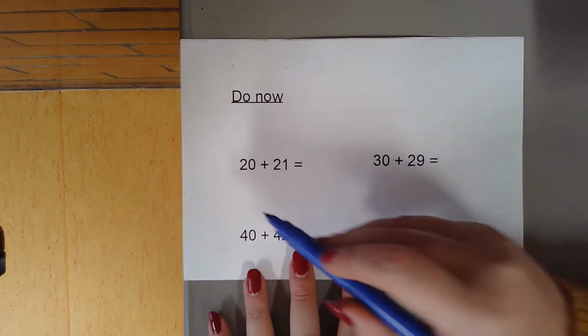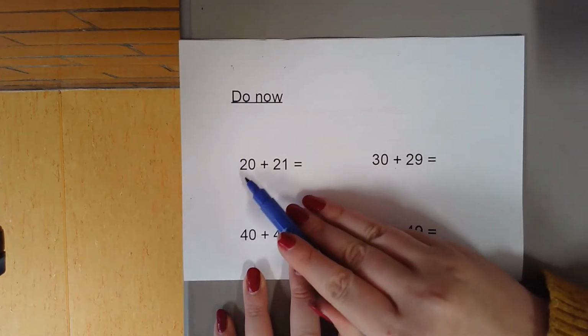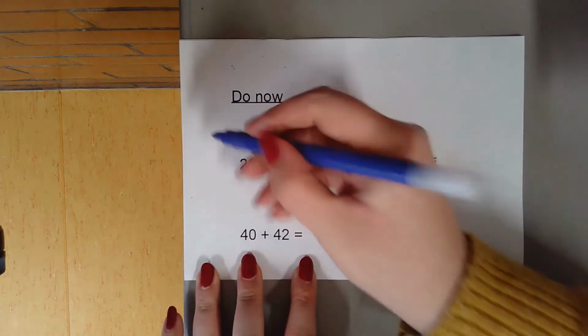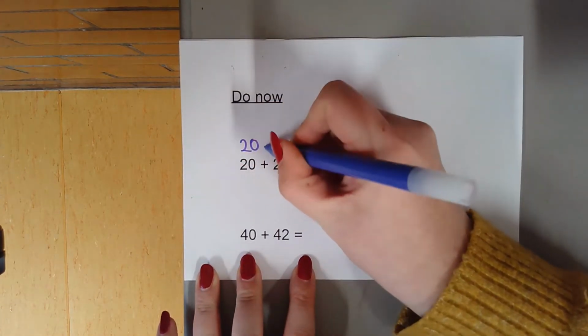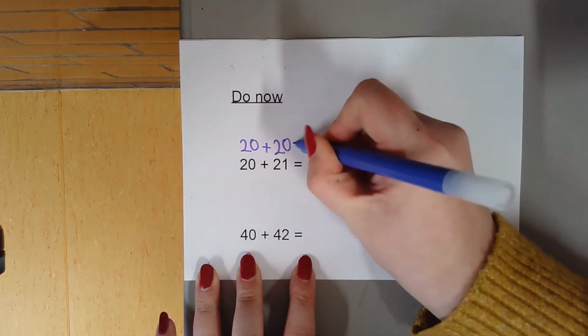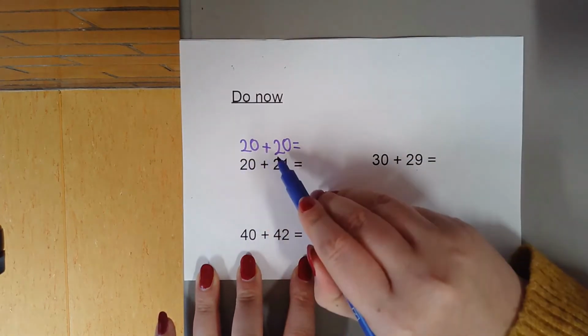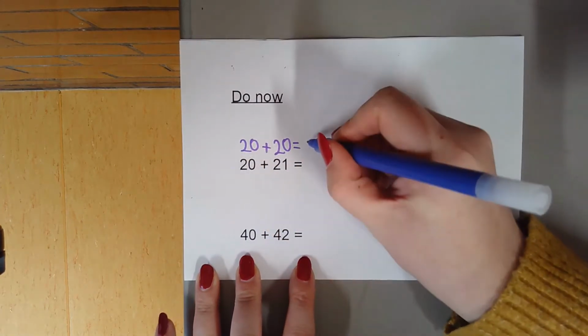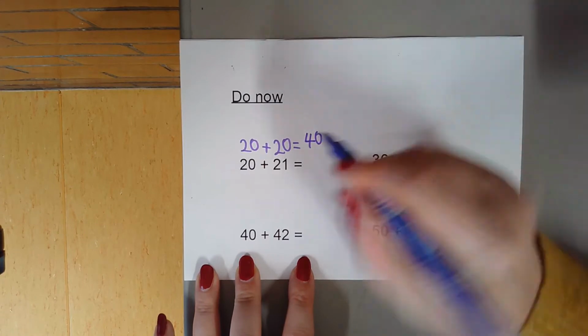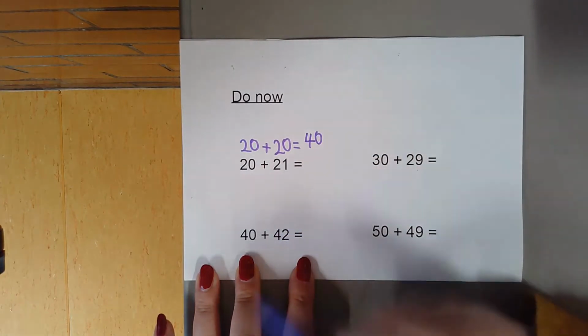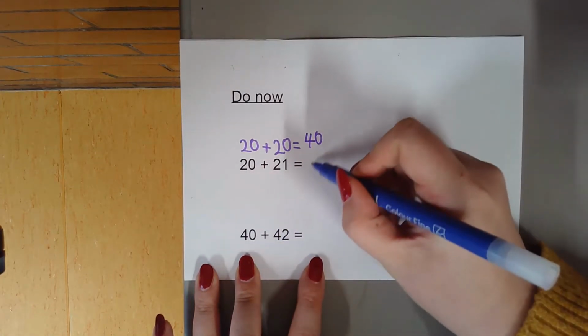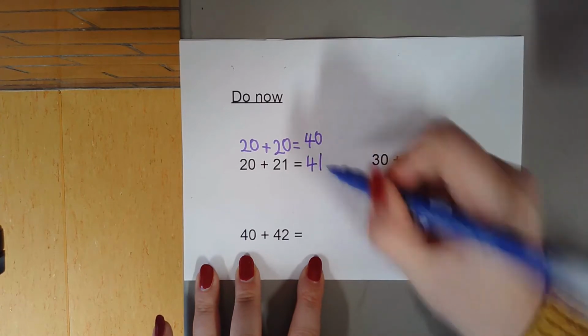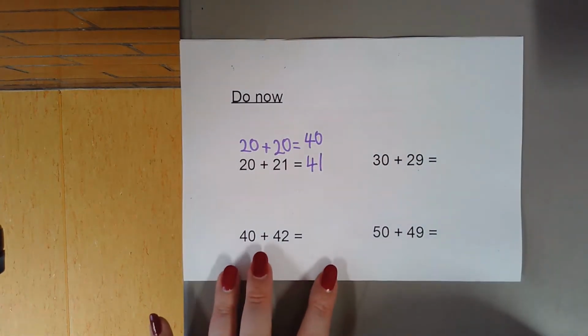Let's mark it. So, any near doubles? 20 add 21. 20 add 21 is nearly the same as 20 add 20, which equals, if I know 2 add 2 equals 4, then I know that 20 add 20 equals 40. Didn't want to add 20 though, did I? I wanted to add 21. So therefore, I need to add 1 more, and the answer is 41.